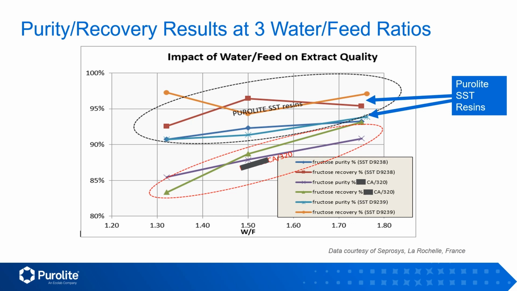The green and purple curves show the fructose recovery and purity respectively at the 3 different water-to-feed ratios for the competitive resin. It should be noted that this SSMB was limited in how low they could go in water-to-feed ratio by piping and valve constraints.